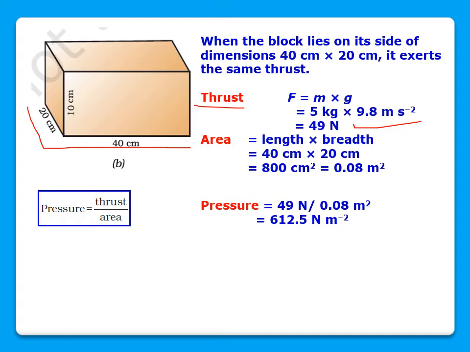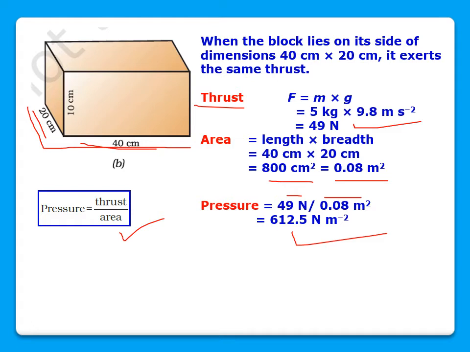Area, and this time area will be different. Why? Because it is kept horizontally. So area will be 20 multiplied by 40 and it is 800 centimeter square. Now we'll convert it into meter square and we'll get 0.08 meter square. Now use the formula to find out the pressure. Pressure is equal to thrust upon area. 49 upon 0.08 and we will get 612.5 Newton per meter square.